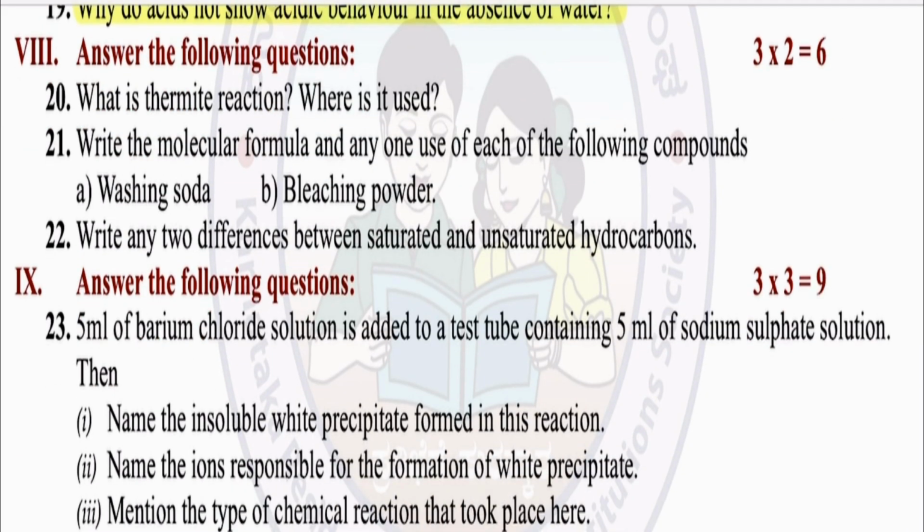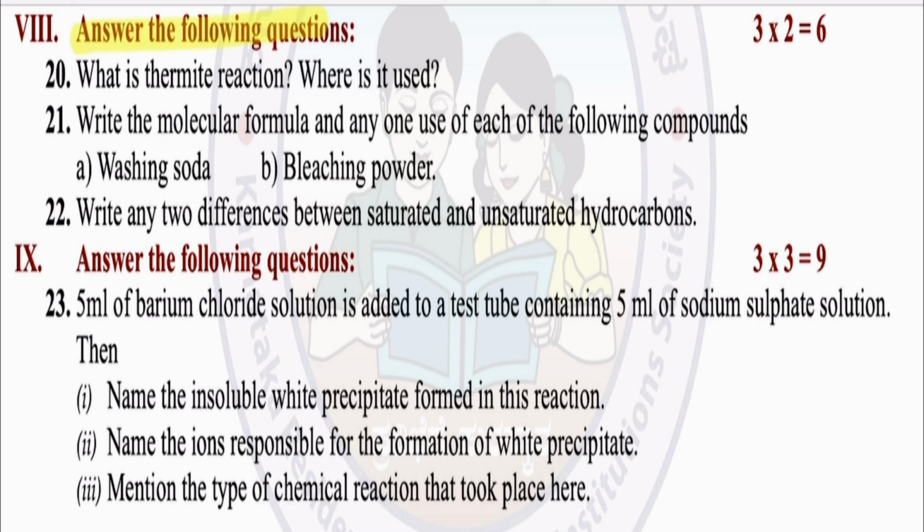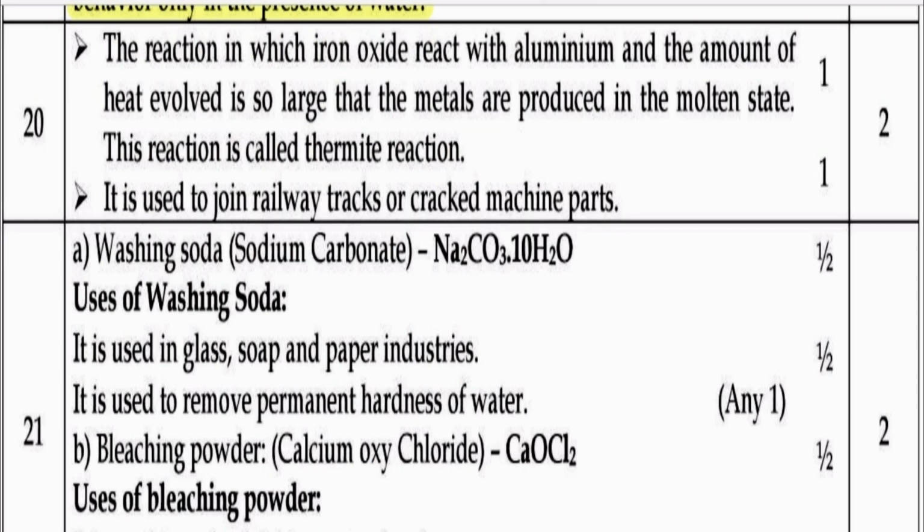Next, 8th main, answer the following questions. Question number 20. What is the thermite reaction? Where is it used? The reaction in which iron oxide reacts with aluminium and the amount of heat evolved is so large that the metals are produced in the molten state. This reaction is called thermite reaction. It is used to join railway tracks or cracked machine parts.